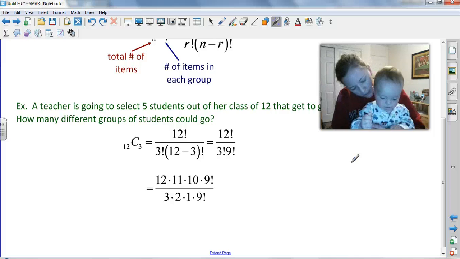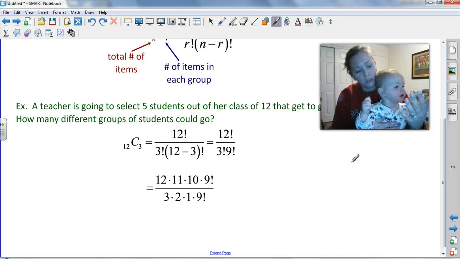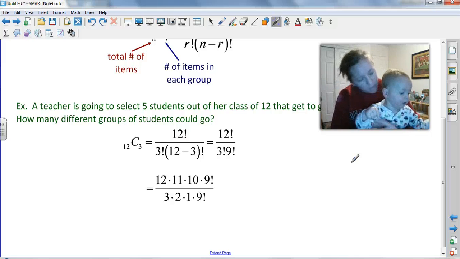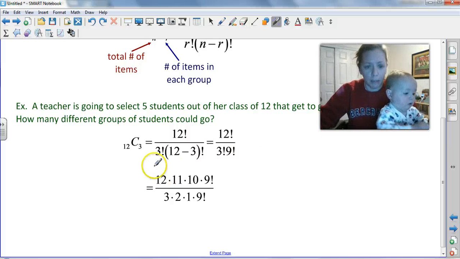So if Max and Calvin and Mommy and Daddy and Miss Johnson got to go, that's the same as choosing Miss Johnson first, and then Max, and then Calvin, and then Mommy, and then Daddy. It's the same 5 people. So the order that they're selected doesn't matter now. So we're going to do a combination.